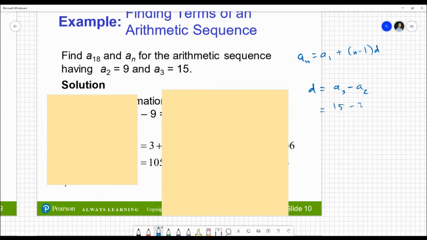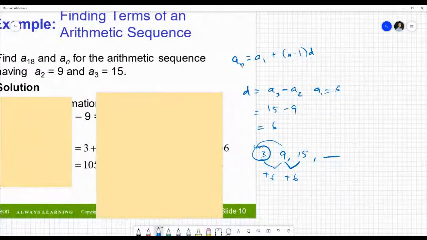So we take 15 minus 9, so we have 6. If I know it's 6, that means from here to here, I added 6. Now, if I want to go backward this way, you just have to subtract 6, so we get 3. So here, 3 plus 6 gives you 9, 9 plus 6 gives you 15, so that means my first term is 3.